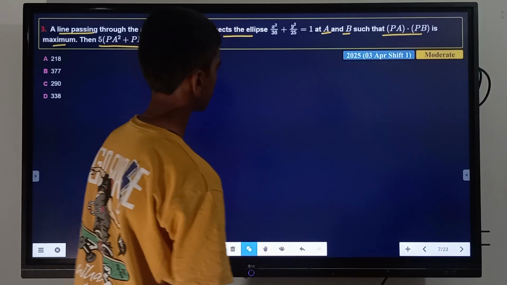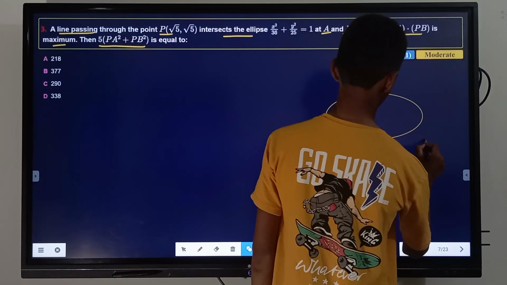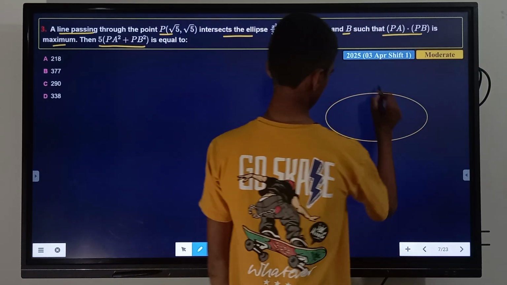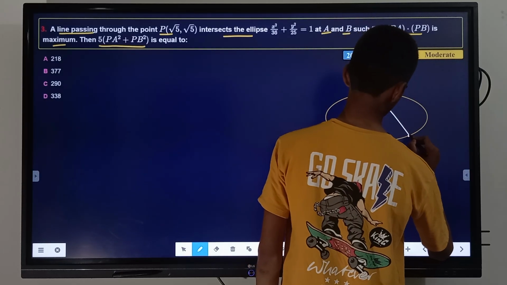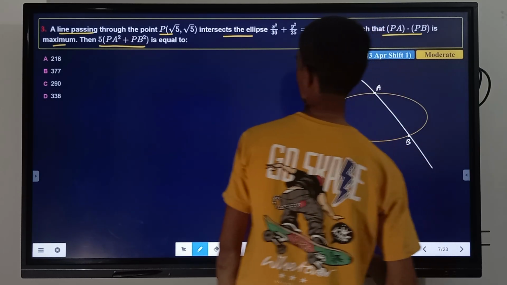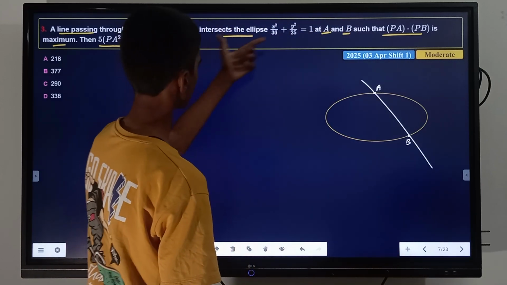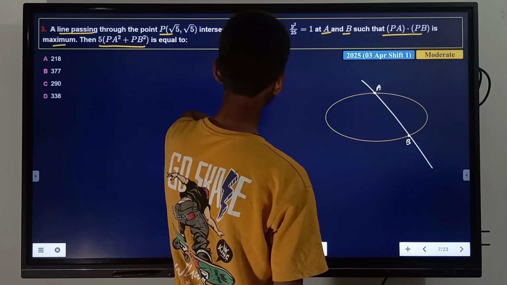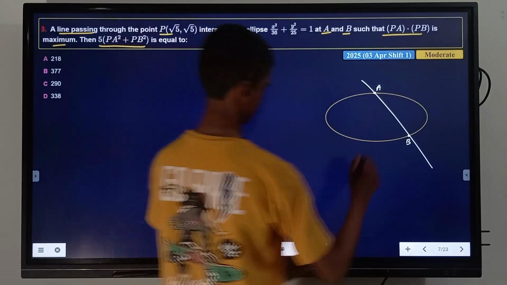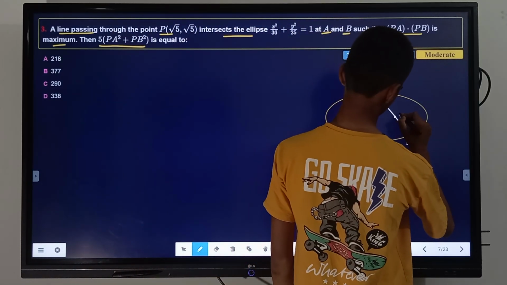This time we don't need to plot axis. Let's plot ellipse. Here we have A, B. Now when we will put root 5 comma root 5 in this, taking one to the left hand side in the expression, we will get less than 0, so P is inside ellipse.